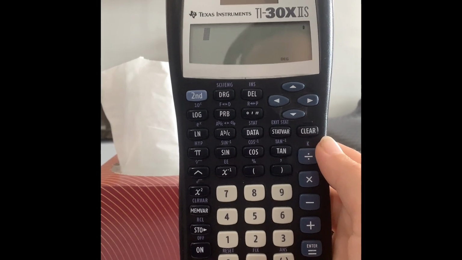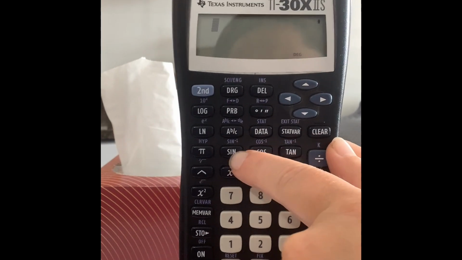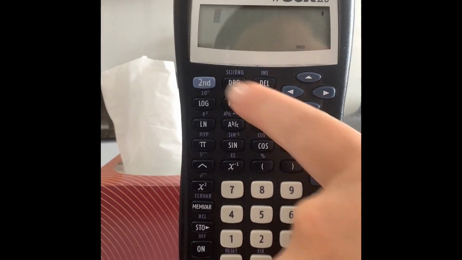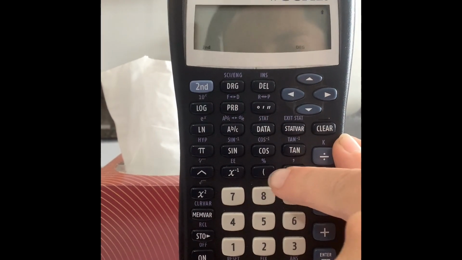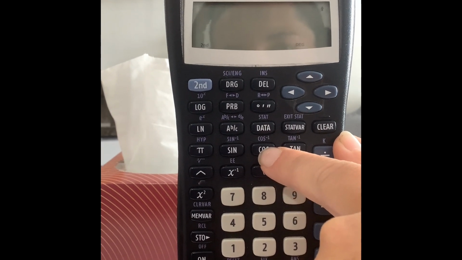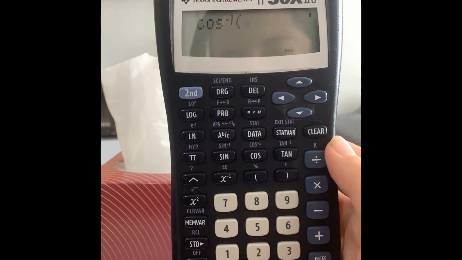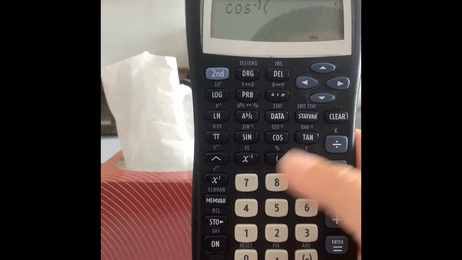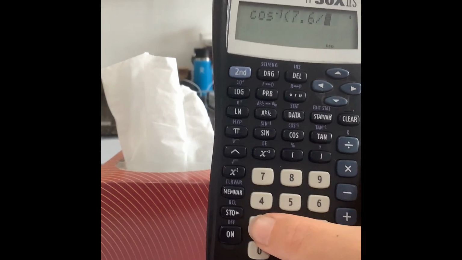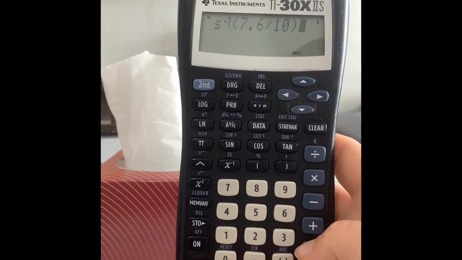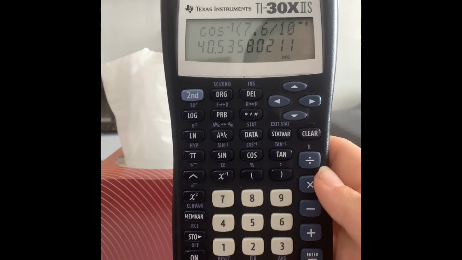So to do the inverse functions on our calculator, we're going to see that they are the little ones in purple right here. So we're just going to do our second, and then if we want to do the inverse of cosine, we press the cosine button now, and then we can type in the value that we had of 7.6 divided by 10, and that's where we got 40.5 from in the notes.